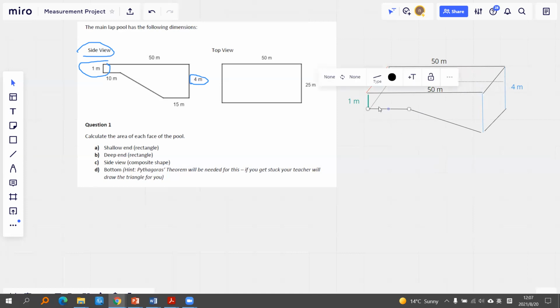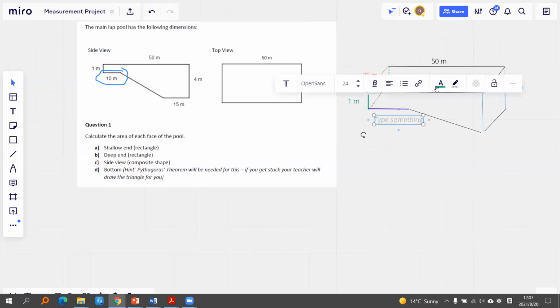And this part will be 10 meter. I just use a different color. I just use purple, easier to see. So this one is 10 meter, because this bit here is 10 meter. So I put 10 meter here. Let me change the color to purple. So this is 10 meter.